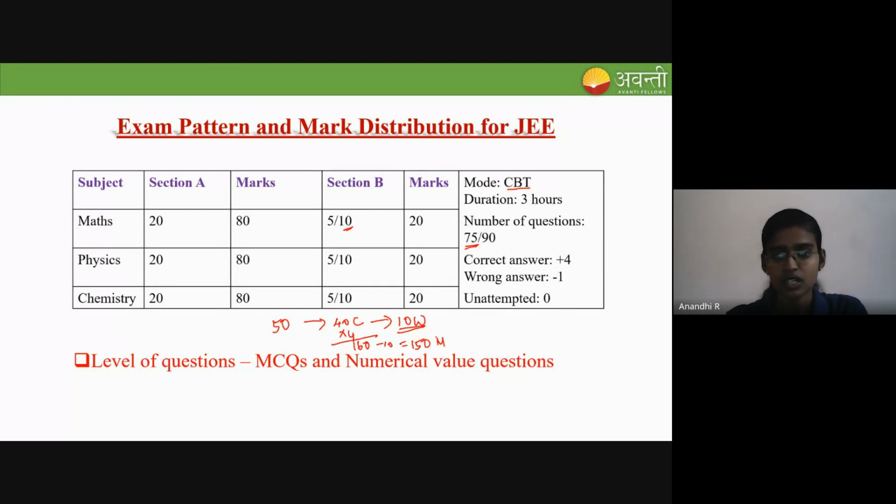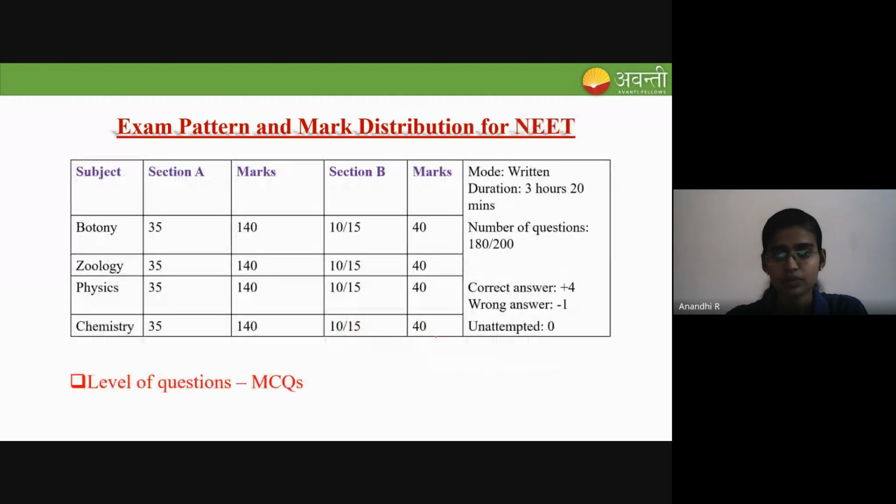Got it? Now coming to the NEET. So what is the exam pattern and mark distribution for NEET? So here you can see the mode of examination is written examination, and the duration is 3 hours and 20 minutes they are giving. Okay. And this NEET exam consists of 4 subjects: your biology, which consists of botany and zoology, physics and chemistry. Got it?